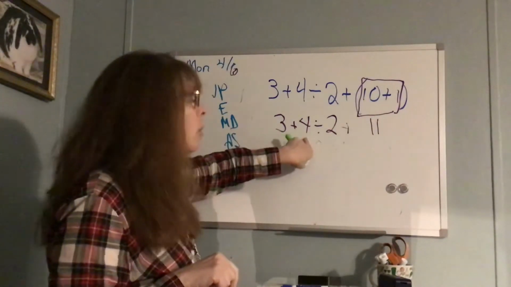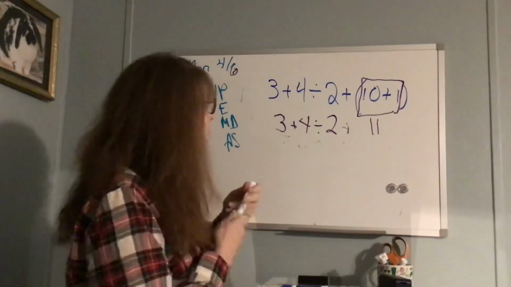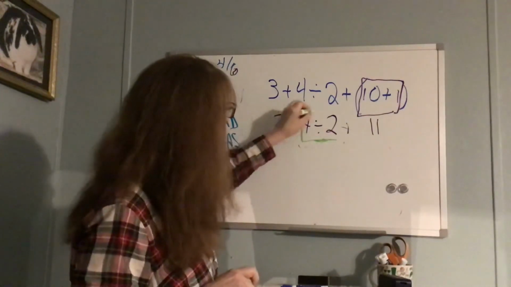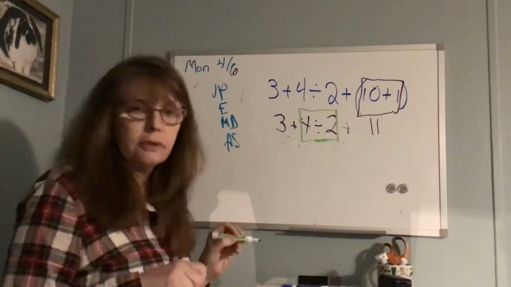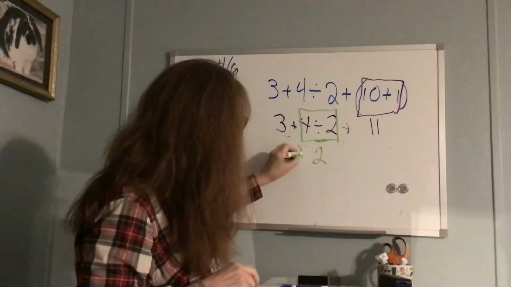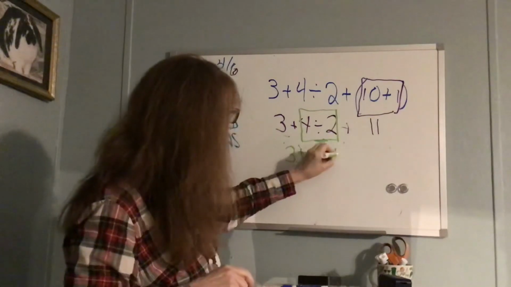Let's see, now we do have multiplication or division though. Here's my division problem, right here. A number on either side of it, put a box around it. Okay, put a box around it. 4 divided by 2 is 2. And then put the rest of the problems around it.